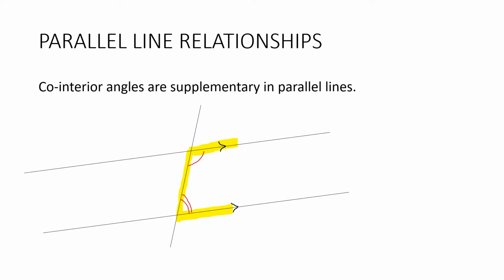And then finally, co-interior angles, they're going to be both inside the parallel lines on the same side of the transversal. And they're the ones that aren't equal to one another. Remember those? They add up to 180 degrees and they make a C shape. There's only two pairs of co-interior angles. There's the first one and there's the second one.